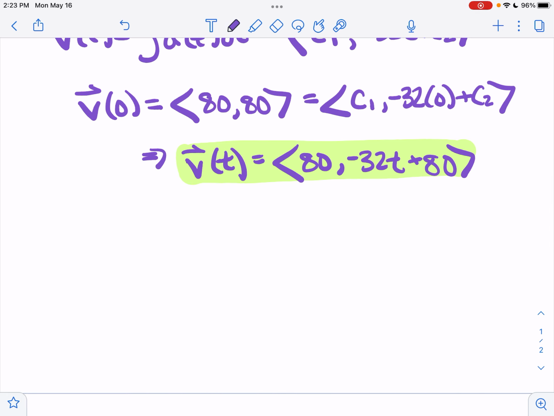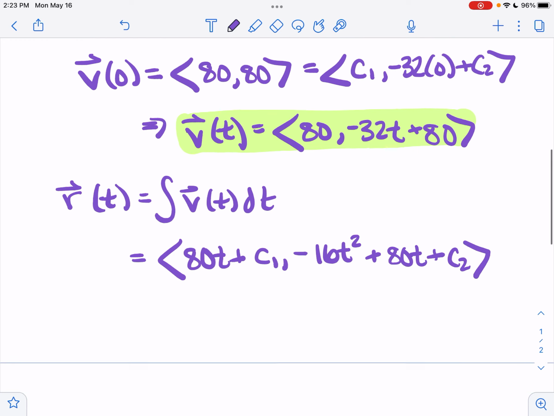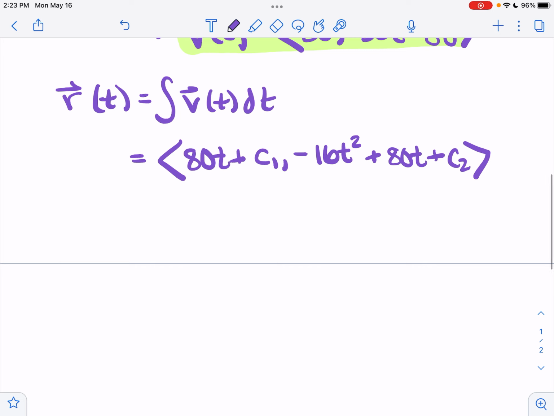We were also asked to find the position. We know the position is the integral of the velocity. So we integrate again, and this time we get 80t plus, I'll use c1 again since it's not being taken anymore since we found it, minus 16t squared plus 80t plus c2. So there is the position, and it has a couple of constants of integration, c1 and c2.